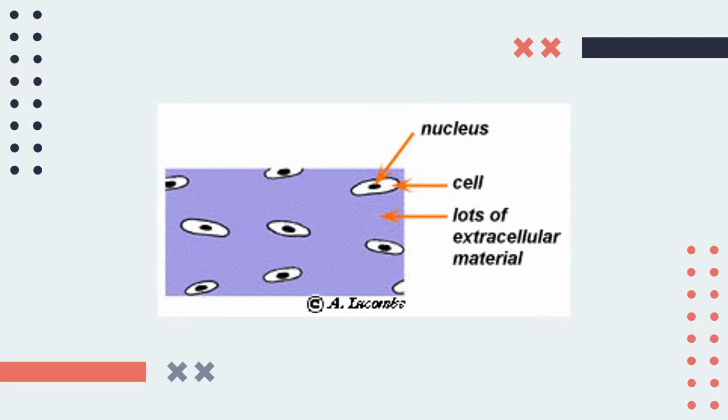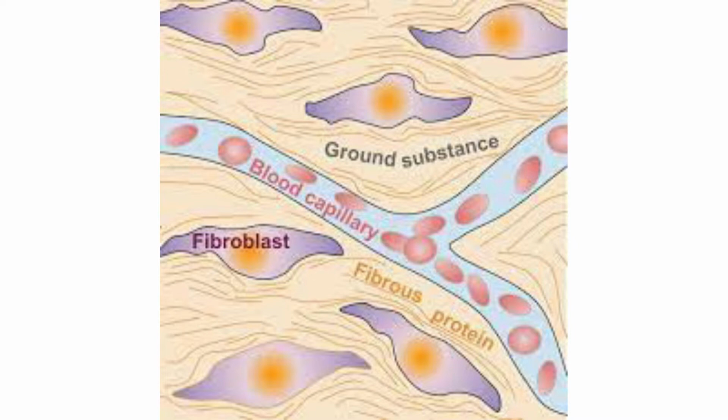Together, the fibers and ground substance make up the extracellular matrix, whereas the other tissue types, the epithelium, muscle, and nerve tissues, are largely made up of cells. The extracellular matrix is the major component of most connective tissues.